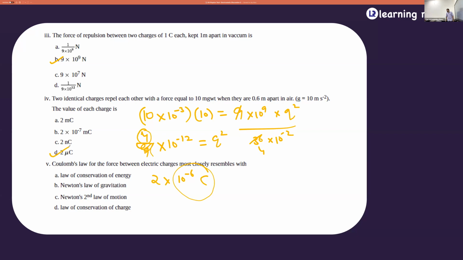Clear with this? For those of you who didn't get the answer, make a note of this. If you are given the force in terms of gram weight, multiply it with 10. So what should be multiplied? This should be multiplied with the given magnitude of force. If they have given it in terms of milligram weight, you will multiply it with 10 power minus 3 into 10. Basically, it is 10 power minus 2, but I've split and written it. 10 power minus 3 is for milli. Gram weight is 10.